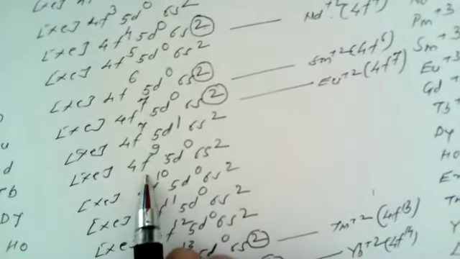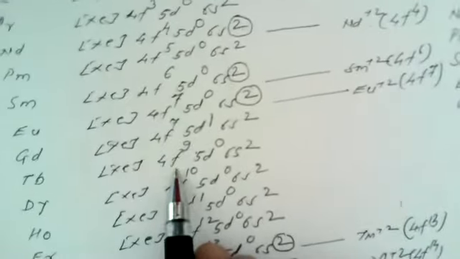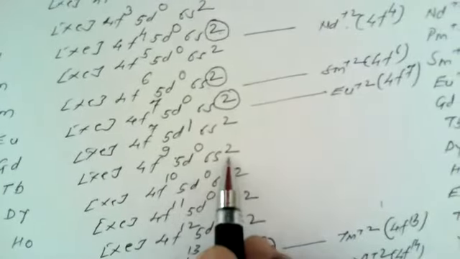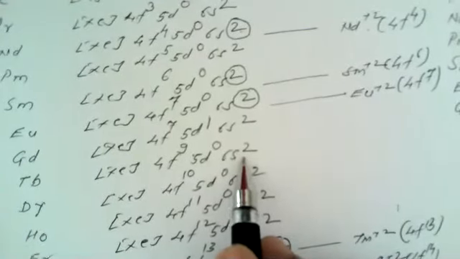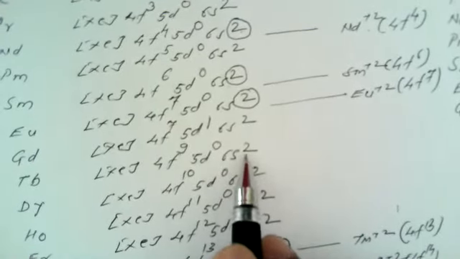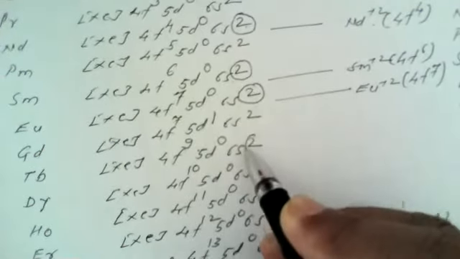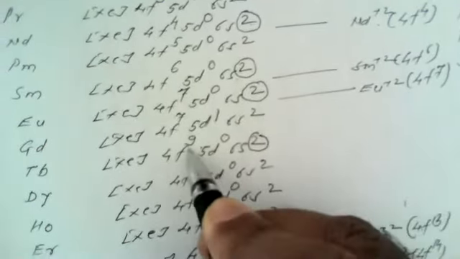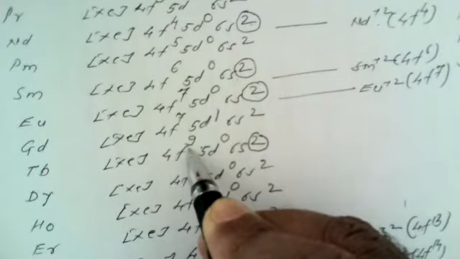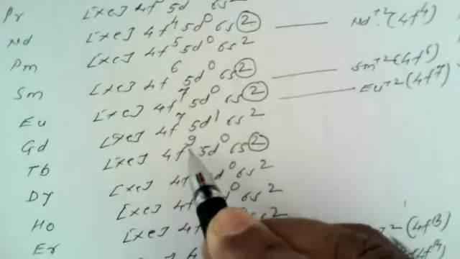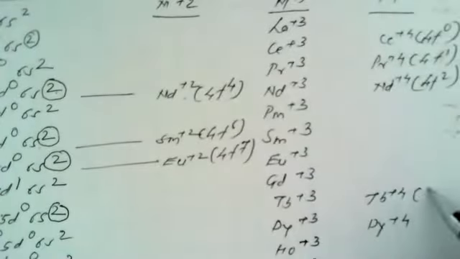Now come to terbium, atomic number 65. Terbium has the electronic configuration 4f9, 5d0, 6s2. Then if terbium has to show plus 4 oxidation state, what will happen? It should lose these 2 electrons from 6s and 2 more electrons from 4f. So if it loses 2 electrons from 4f9, the remaining electrons will be 4f7. So 9 minus 2 is 7. So terbium plus 4 is 4f7.